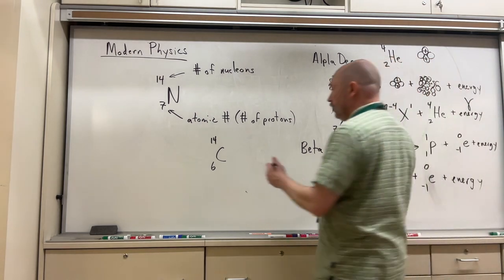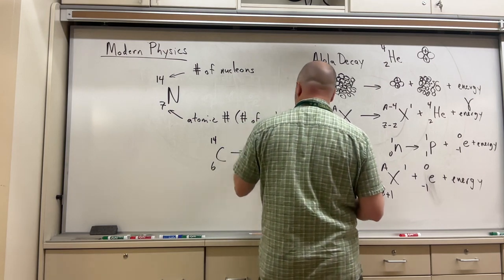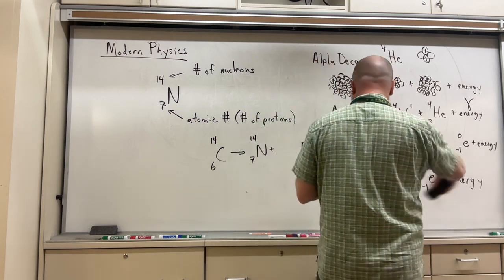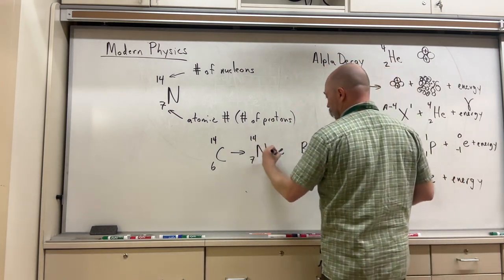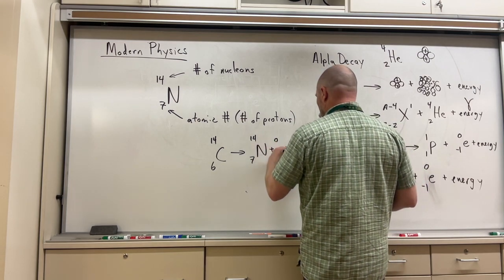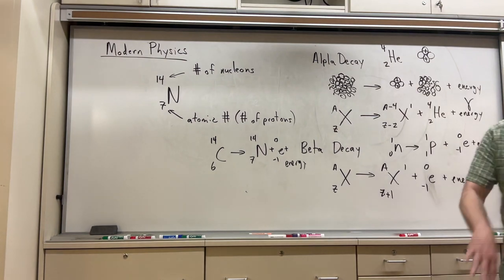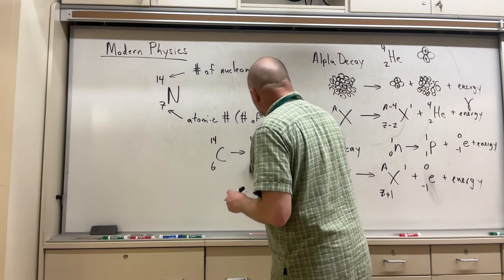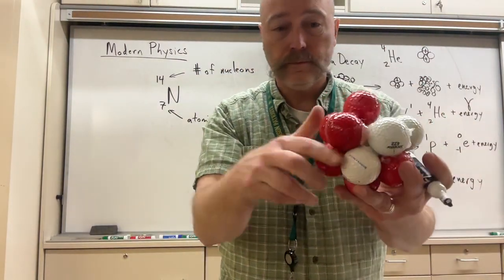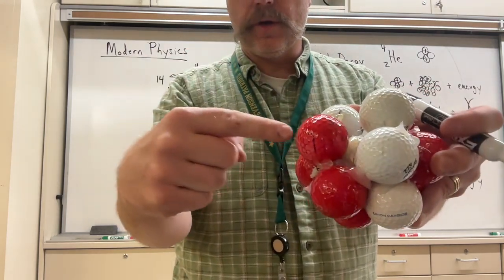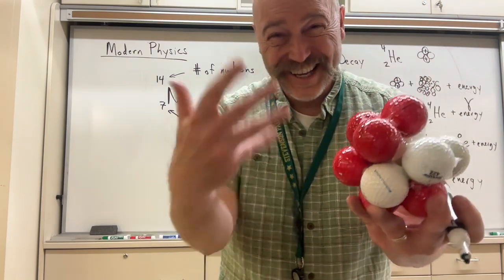So if I have carbon 14, it's going to decay into nitrogen plus that, which is going to be my electron plus some energy, which is going to be -1, 0 plus energy. Sorry, I'm running out of space, but you get the idea, okay? That's beta decay. Really, one of these neutrons is turning into a proton and an electron, okay? So my nucleus still has the same number of nucleons, but it just has one more proton.